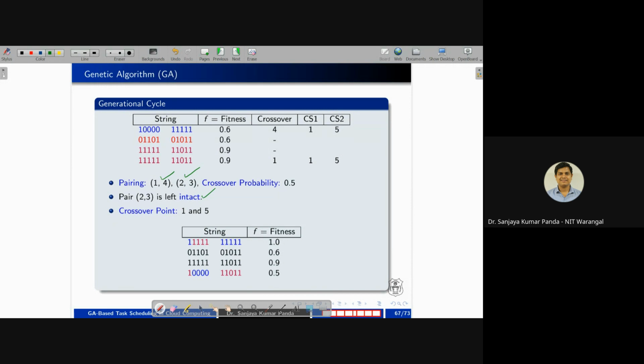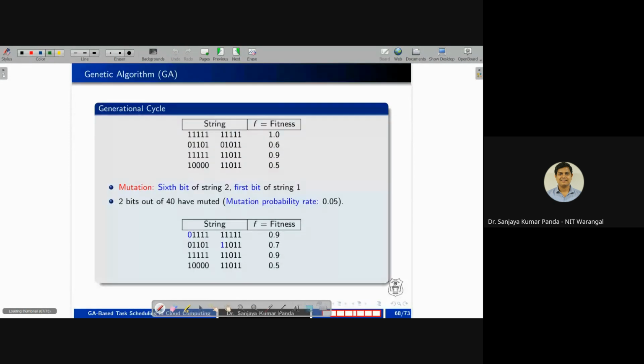So after performing crossover, what you can do? You can do mutation. Suppose mutation we are applying to the 6th bit of string 2 and the 1st bit of string 1. Okay, that we can do, right? So 2 out of 40 bits are mutated. So the mutation probability is 0.05, because I told you the maximum we can go for is 50%. Okay, if the population is 30, the maximum is 50%, so with 30 population we can go for 15.